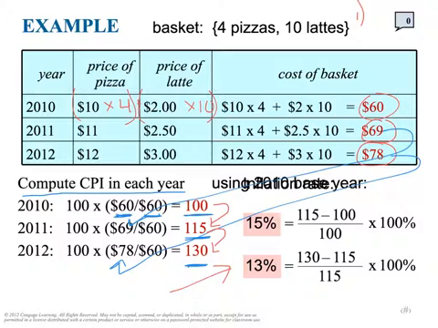So here's where we would have to calculate the percent change. So we take the most recent year, 130, subtract the previous year, 115, make sure you do that first, and divide that by 115, which gives us a percent change of 13%.